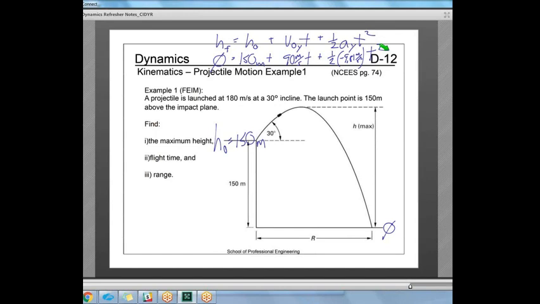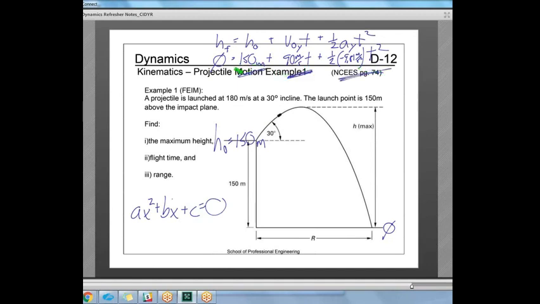What kind of an equation is that? Well, first of all, how many variables are left in that equation? There's only one, right? T. So we can solve this thing. So what kind of an equation is that? It's a quadratic equation.